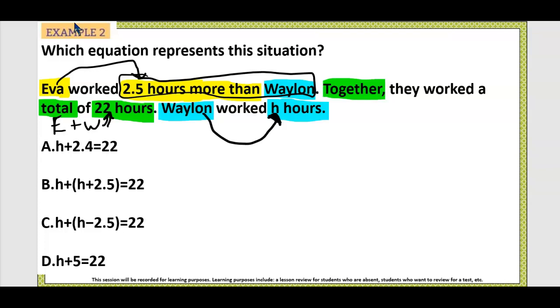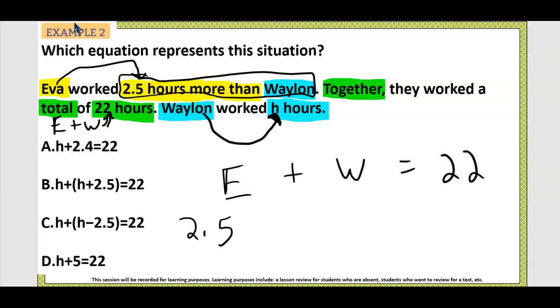So what do they want to know? If we put Eva and Waylon together, we're going to get 22. Eva plus Waylon's hours equals 22 hours. Well, Eva, let's do her first. She worked 2.5 hours more than Waylon. So she did what Waylon did plus 2.5.